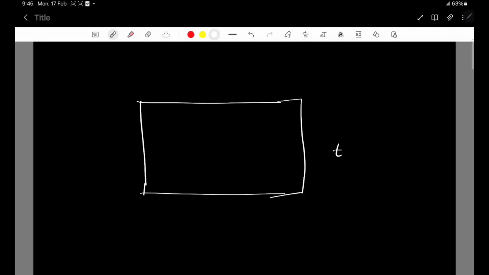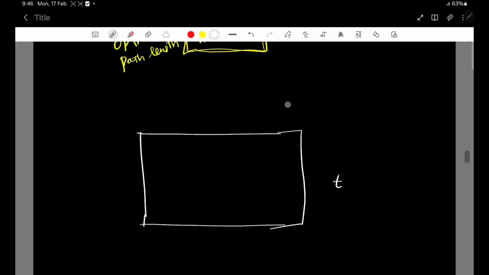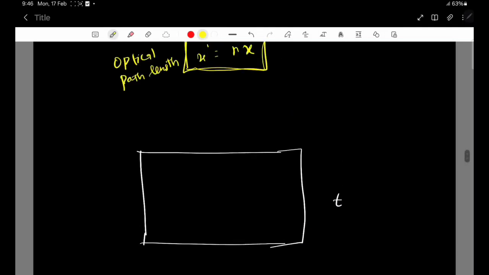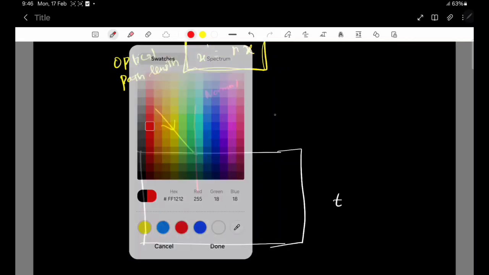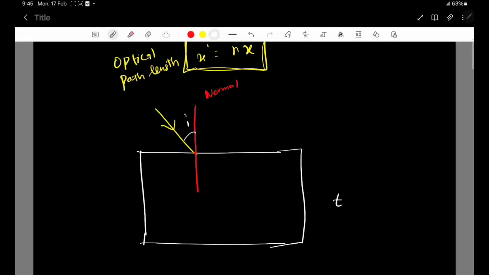Consider a rectangular slab over here. This rectangular glass slab is having the thickness of t. Okay, let me shed some light on the top of this rectangular glass slab. So it's the incoming light. So this incoming light is falling and it is reaching over here. At this point of instant, if I try to draw the normal line to the interface, the normal line is going to look like this. So this incoming light is making some angle i to the normal.